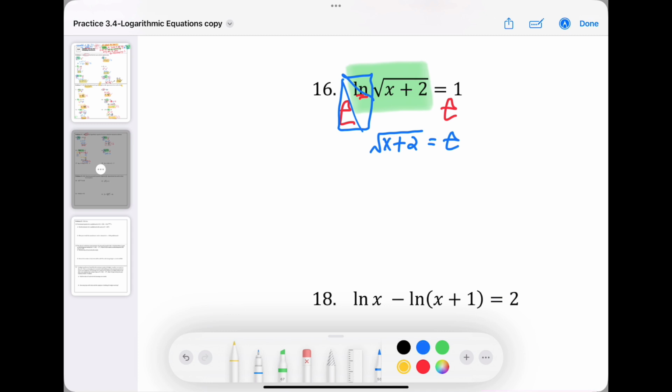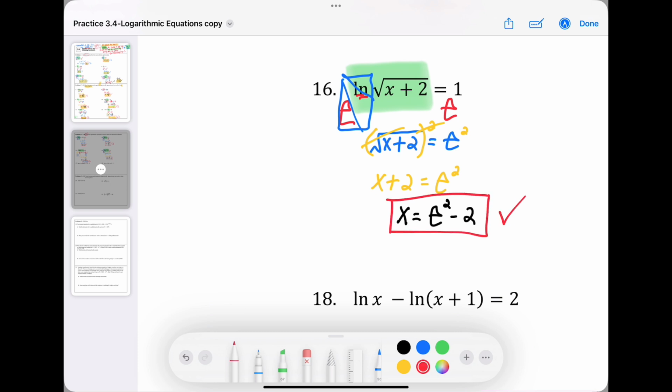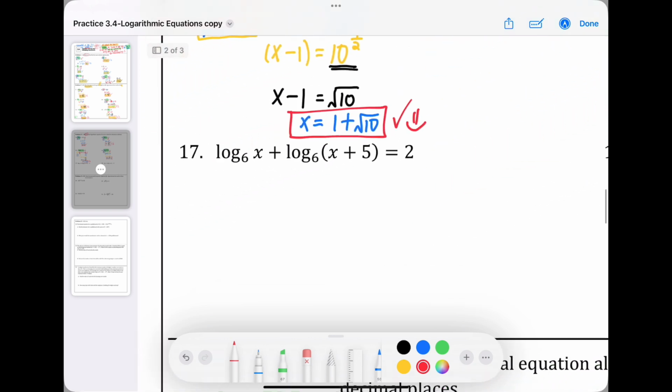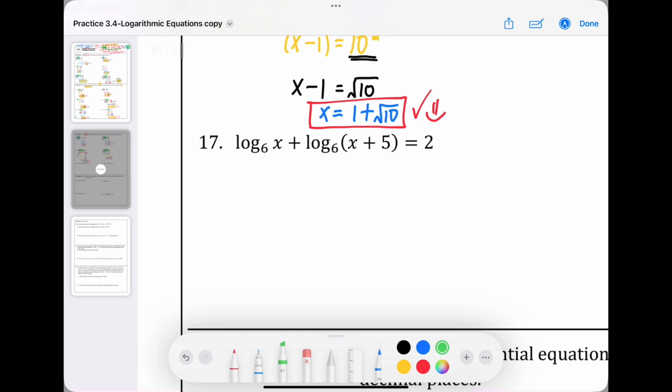Okay, now think about that. I want to undo. So how do I undo a square root? What will be the opposite? Square. So on both sides, I'm going to square that. Square root and square cancel out. I got x plus 2 is equal to e squared. And yes, again, I want to solve for x, so undo. Plus 2, the opposite will be minus 2. And yes, indeed, this is perfect. And you are amazing, okay?